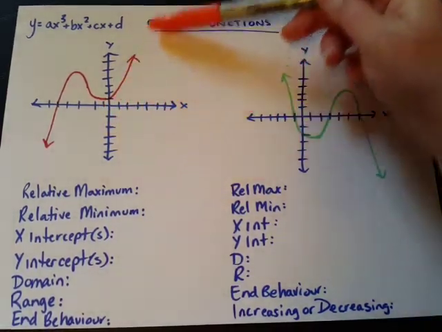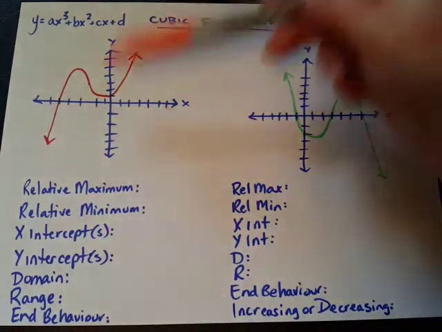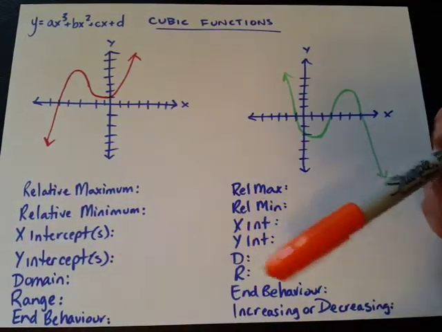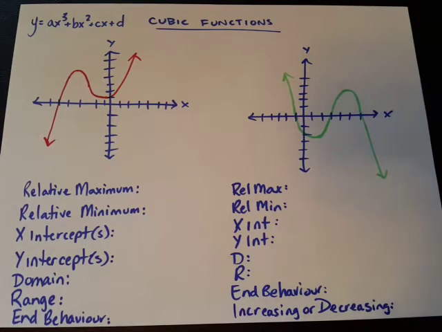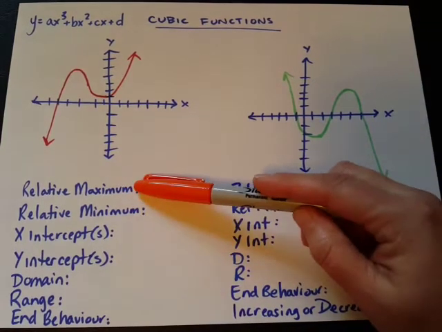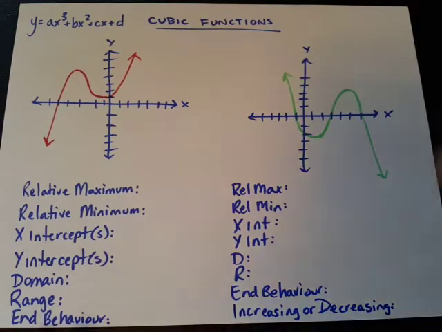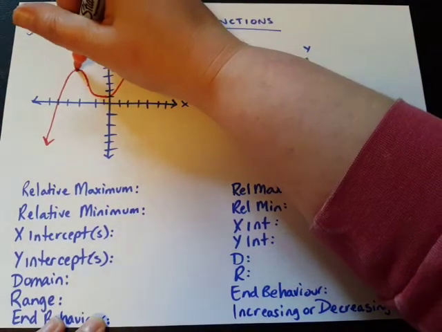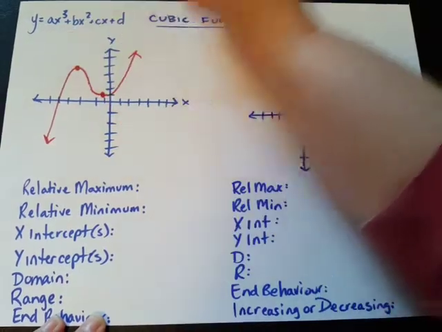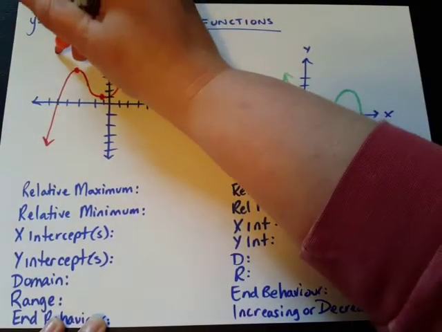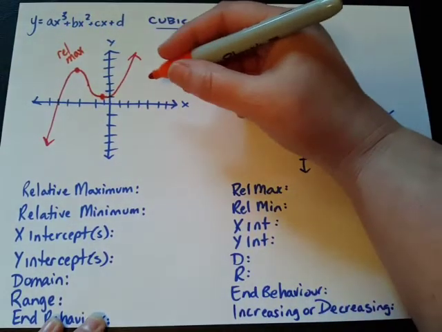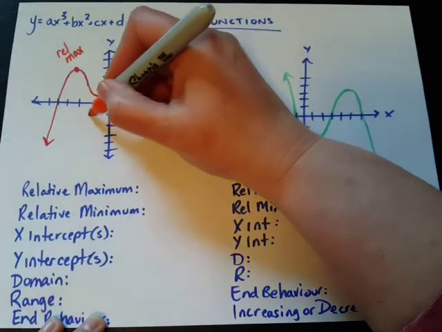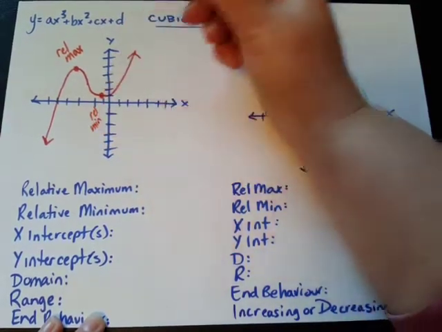And these arrowheads are indicating that this is extending forever upwards and forever downwards. And so we don't see that vertex that we did with the parabola, that highest point or that lowest point. What we get is a relative maximum and a relative minimum. Here we'll have our relative max, and it's basically like a turning point. And then this one here, we'll label as a relative minimum.